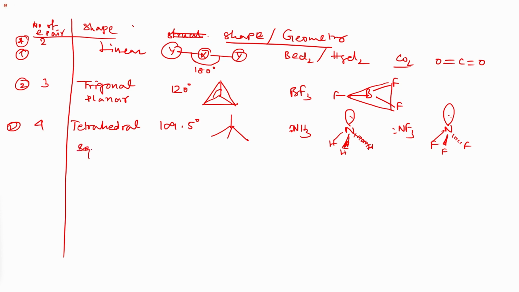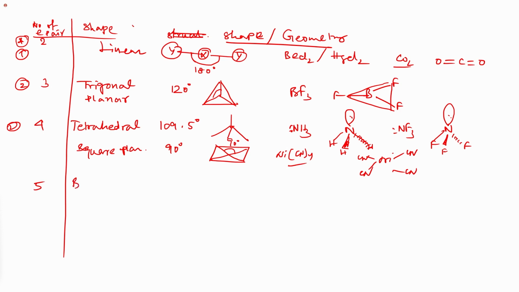Now another also, suppose the square planar would happen, square planar, then the angle is 90 degree. This is the square planar structure. This angle will be 90 degree. For example, if you see any metal complex, or if you see nickel, Ni(CN)4 like that, nickel will be there, the CN molecules are there, this is the CN, and this is also the CN. So that is the structure.